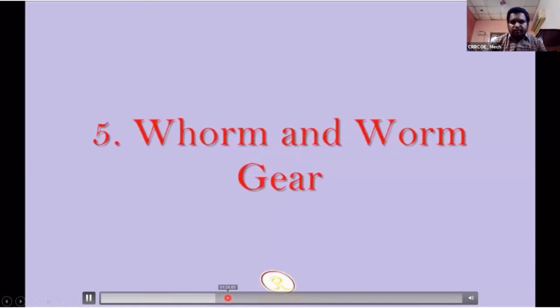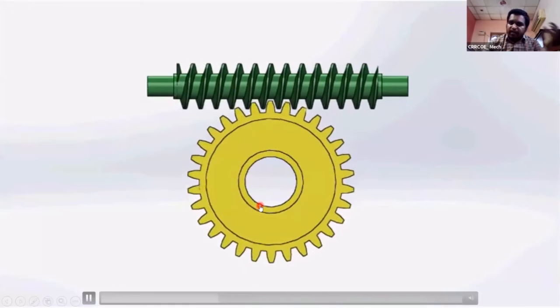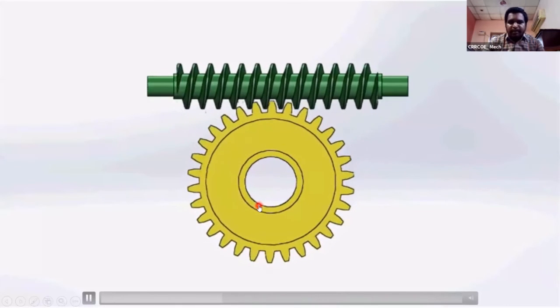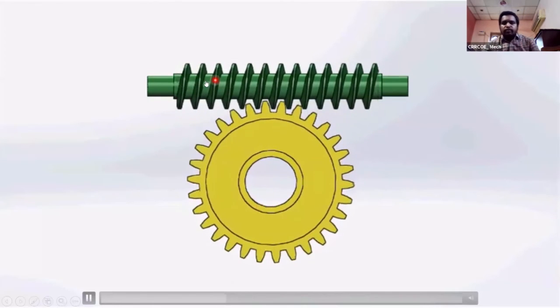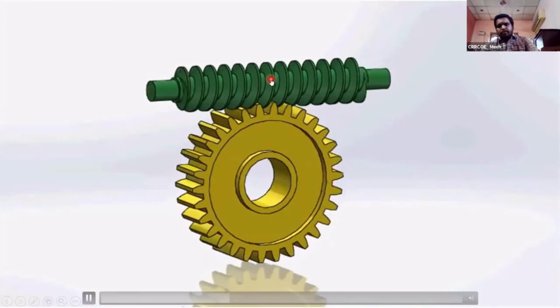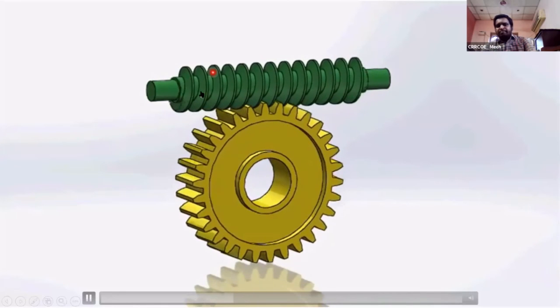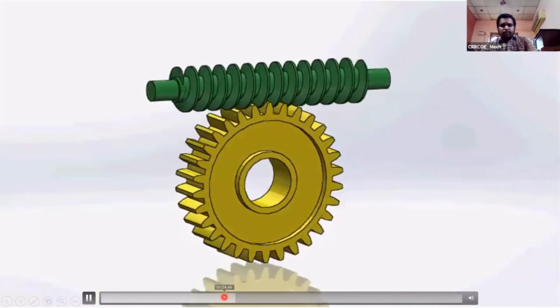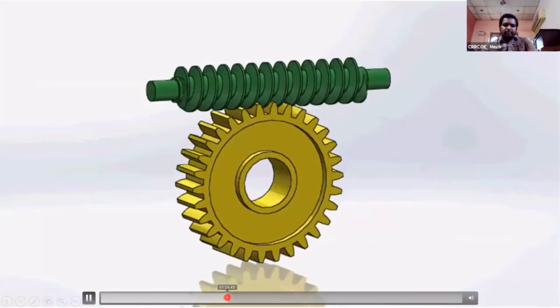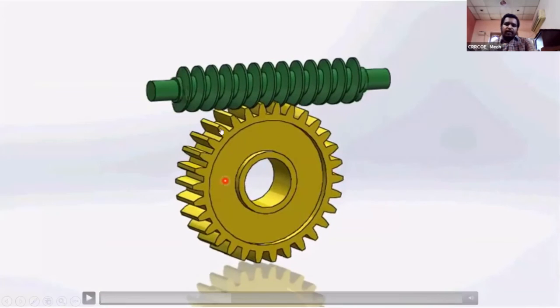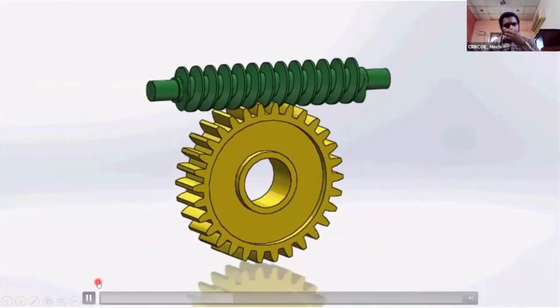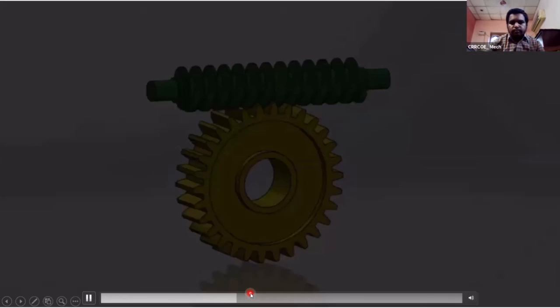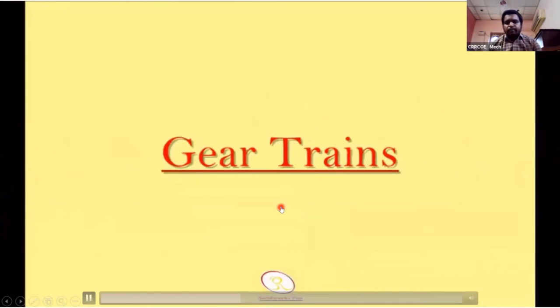Worm and worm gears. Here the shafts are not parallel and not intersecting. Here also the rotary motion is converted into linear motion. The worm has spiral type teeth, and here we have a spur gear. This is the worm wheel and worm. Here we are converting the rotary motion into linear motion. Later we will see gear trains.